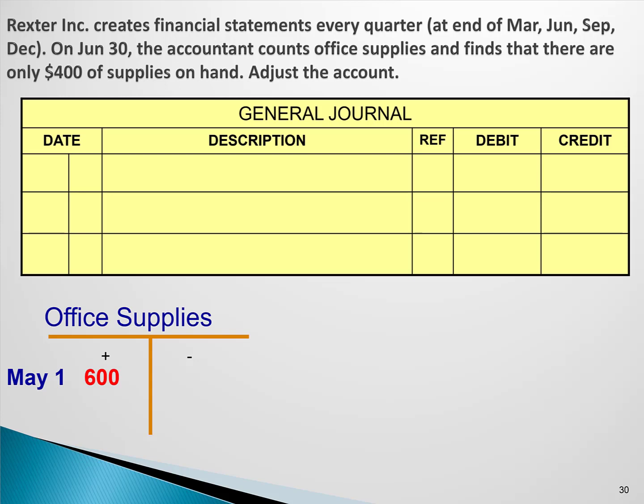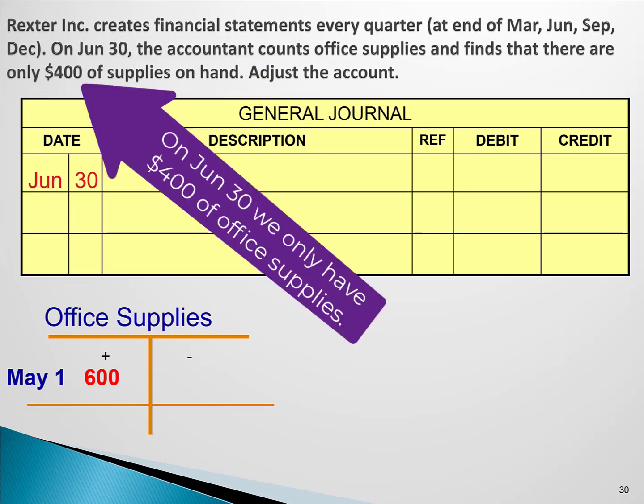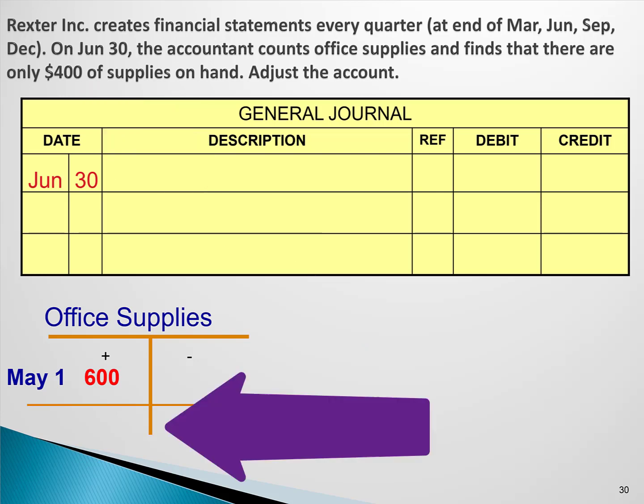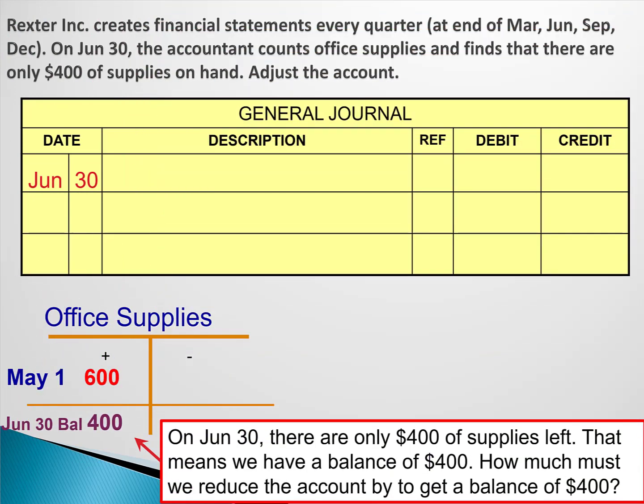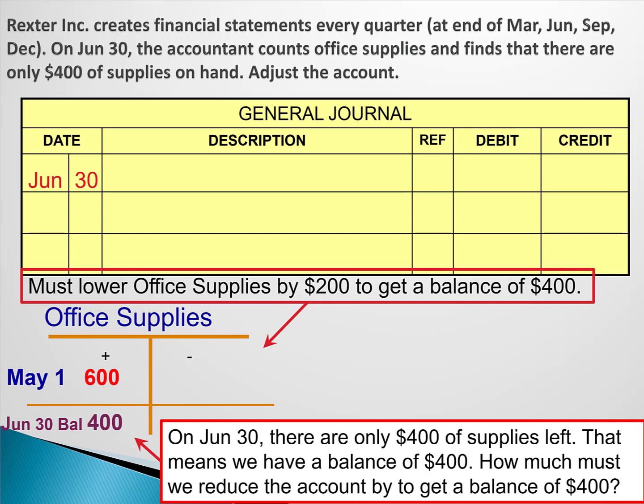So we need to do an adjusting entry. So we write the date first, June 30th, and then notice it said that when they counted the office supplies, there's a balance of 400. So on my T account, I'm going to write in the balance on June 30th of $400. But remember, the T account says $600. So how do we adjust the account to go from 600 down to 400? We must lower the office supplies account by $200 to get to the correct balance of $400.